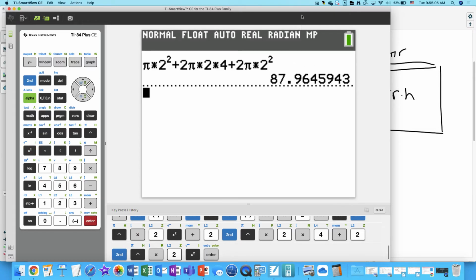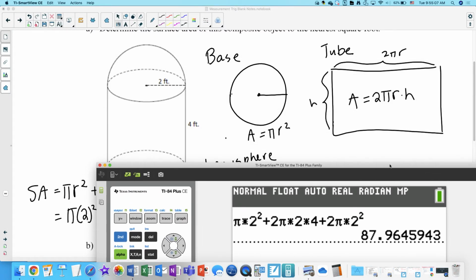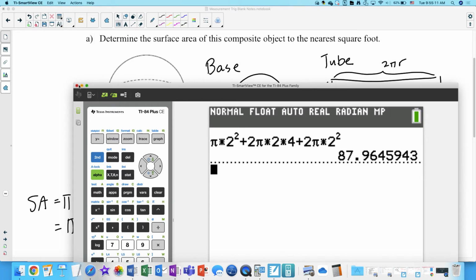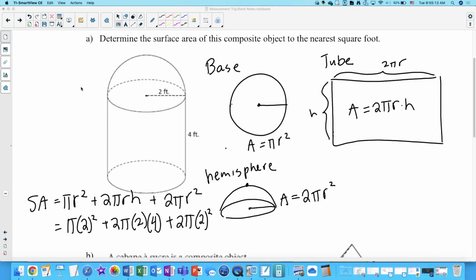Okay, so you can do it this way. Some people actually like to find the individual areas first and sub in your values for the individual areas and then add them together. That's fine too.